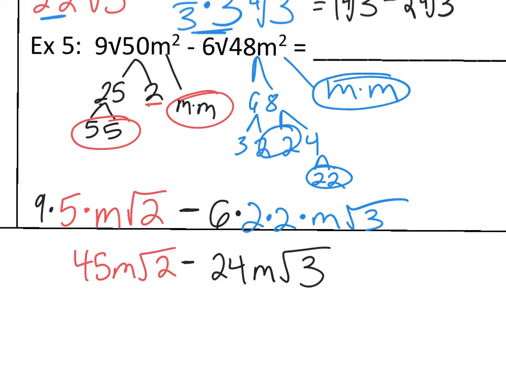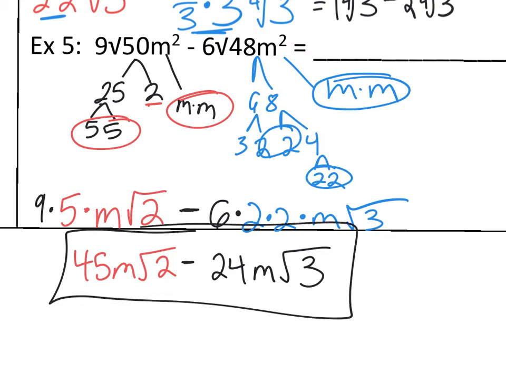No, why not? They don't have the same radicand? No, they don't. So this is my answer. That is my answer. That's as simplified as I can get that one. So sometimes you're going to have that, okay? Don't combine the 45m minus 24m. Don't do that, okay? If they don't have the same radical, you cannot add or subtract them.